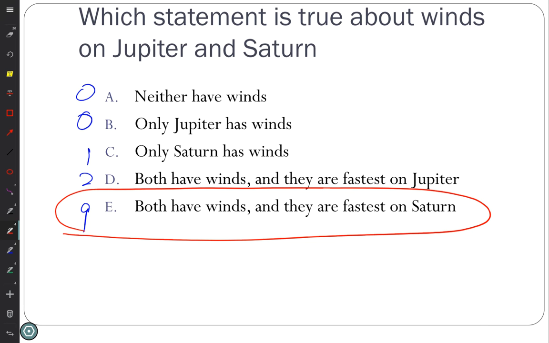So we have high winds on both. What was the highest speed recorded on Jupiter? Roughly 500 kilometers per hour. And Saturn, I didn't give you a number, but even faster.